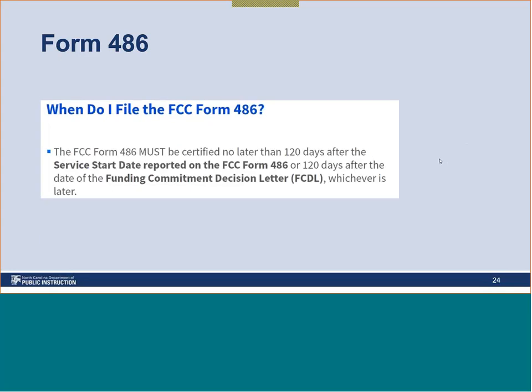All right, so your Form 486 must be certified no later than 120 days after the service start date reported on the form, or 120 days after the date of your funding commitment decision letter, FCDL. So we recommend you get your notification from us and from USAC, hey, here's your funding commitment decision letter. As soon as you're reading through it and you're toasting and you're super excited, file your 486. That way you don't forget, you don't want to wait 120 days. As soon as you get your FCDL, go in there and just put it an automatic thing in your head. Oh, I got my FCDL, time to do that 486, it's done, boom, you're good to go.